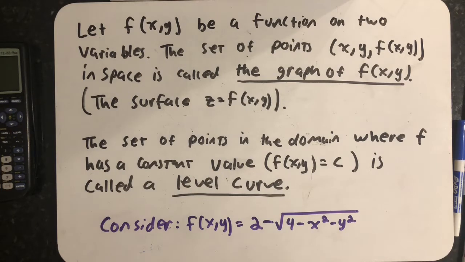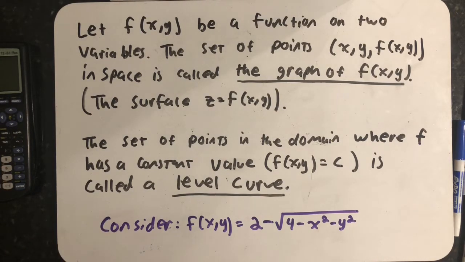f of x comma y is a function on two variables. And then we're looking at a set of points in space, x comma y comma z, where that z-coordinate comes from the function value, f of x comma y. That set of points in space is called the graph of f of x comma y, and we also call it the surface, z equals f of x comma y.